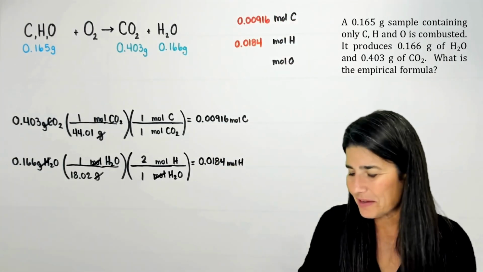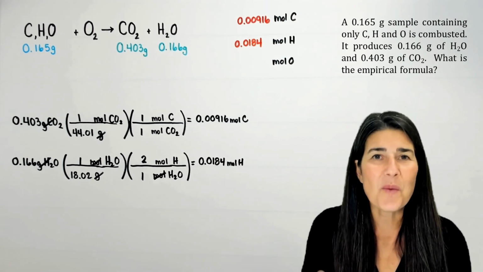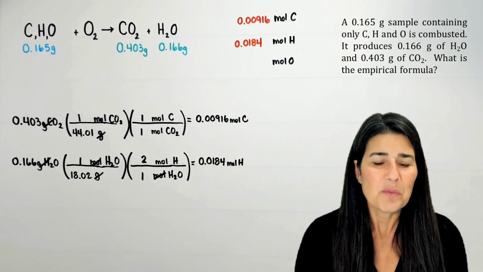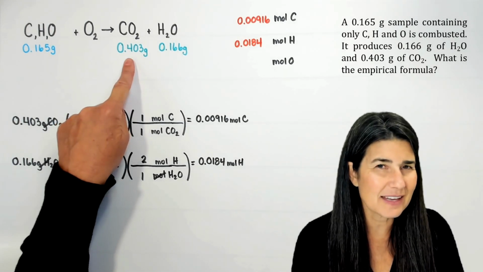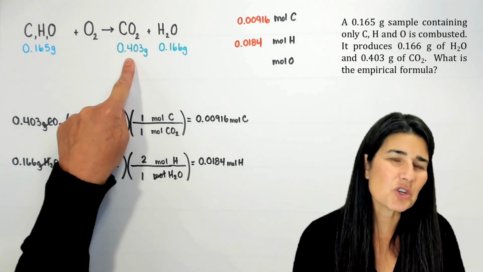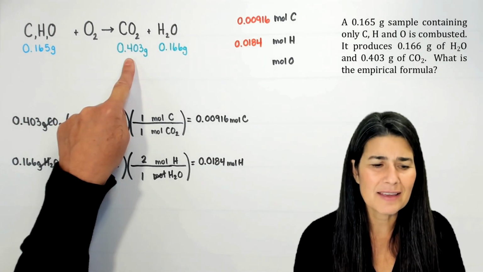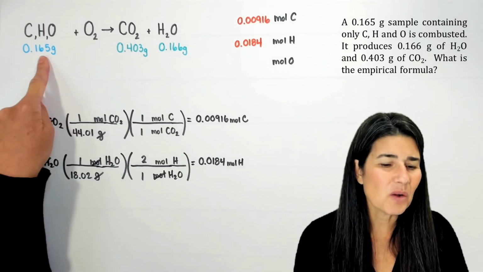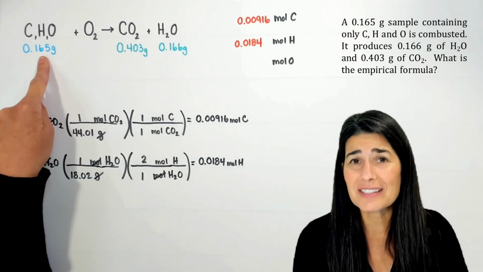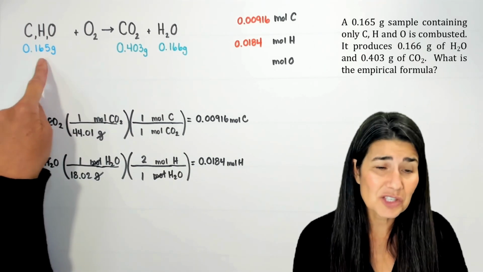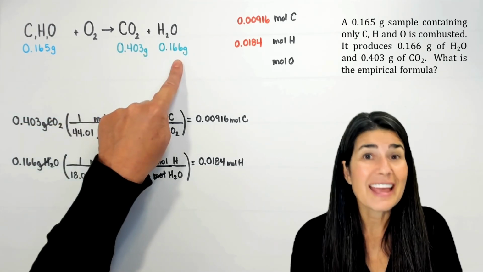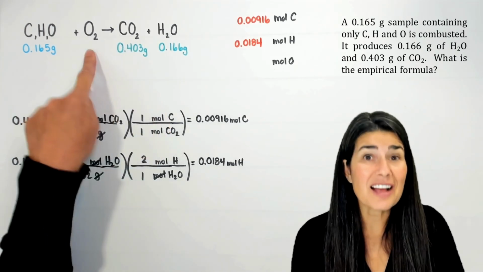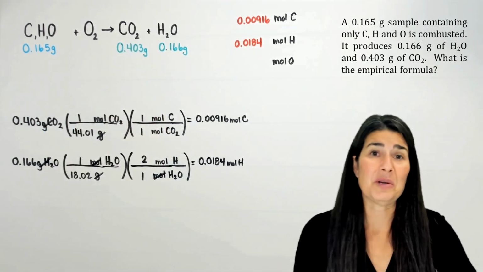0.0184 moles of H. All right, now what about the oxygen? When we look at the oxygen, we can't just use the carbon dioxide number and backtrack that to the oxygen. Why? The oxygen here went multiple places, not just to the carbon dioxide. The oxygen here went into the carbon dioxide and the water, and extra oxygen got added to those 2 numbers.